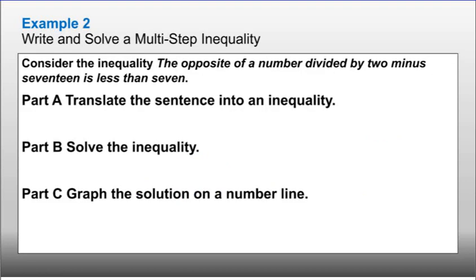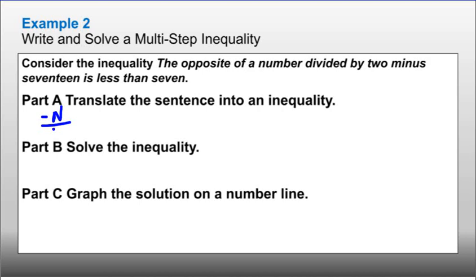Example 2. Consider the inequality: the opposite of a number divided by 2 minus 17 is less than 7. We need to translate that sentence into an inequality. So the opposite of a number just means from positive to negative. So the opposite of a number would be negative n, so I'm going to use negative n divided by 2.